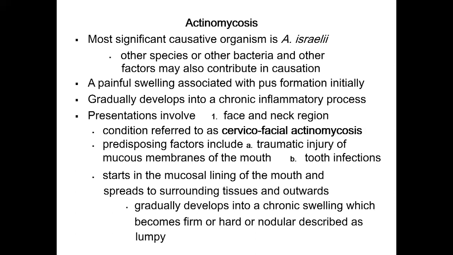Among the ones which are known are traumatic injury of the mucous membranes of the mouth and infections which can involve a tooth or teeth. So when it starts, it involves the mucosal lining of the mouth, and then it spreads to surrounding tissues and outwards. So that is when it now comes to the external. And gradually it develops into chronic swelling, which becomes firm or hard or nodular, and it's palpated, and that is described as lumpy. So its other name is lumpy jaw. It also has another name. Those of you who are curious might end up knowing a third name, but just two are enough for us today.